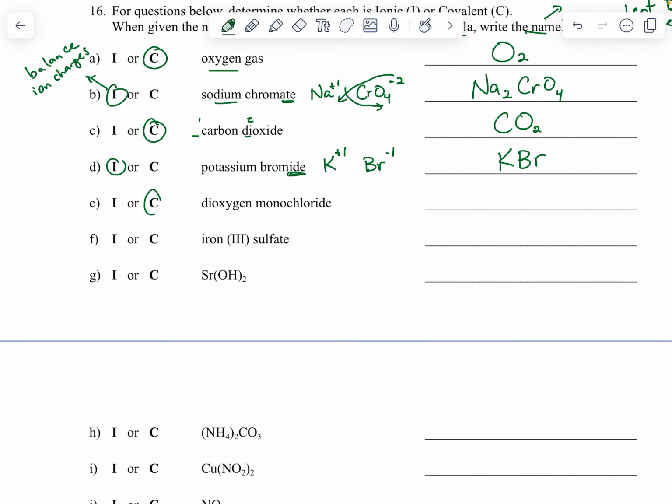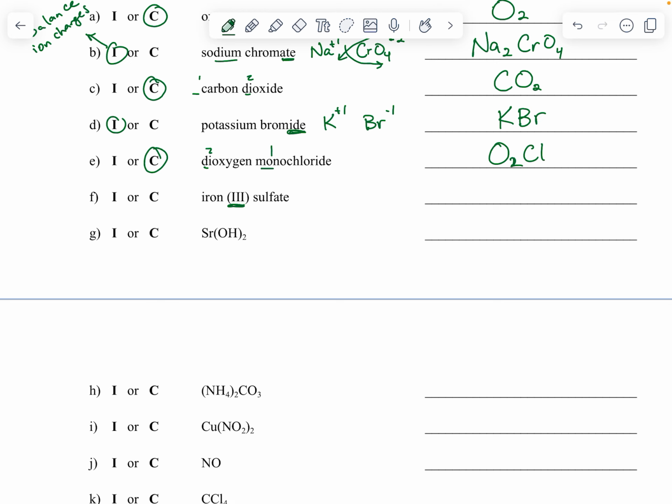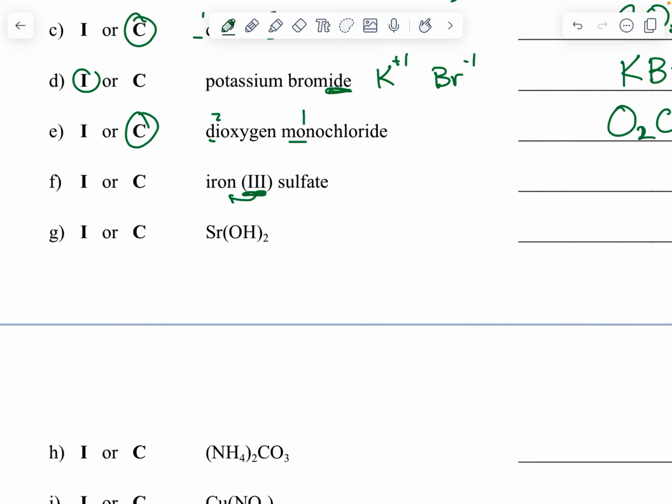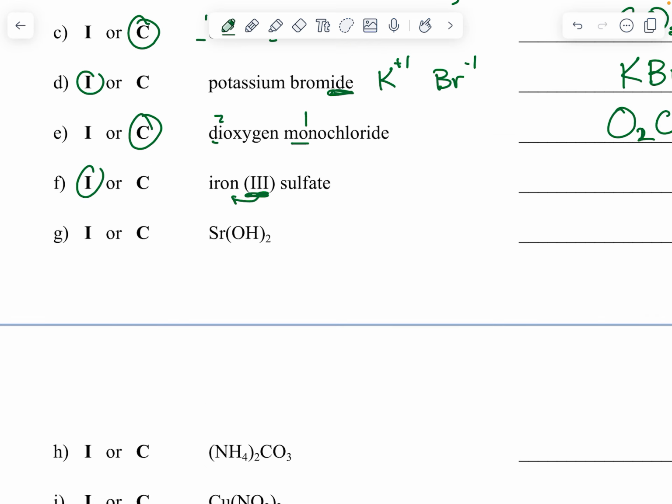Dioxygen monochloride, again, prefixes and the fact that they're both nonmetals. 2, 1, 2 oxygen and 1 chlorine. Iron 3, remember, our transition metals, like iron, they have to pick a charge, and this is a metal, so this is ionic. And we say, all right, this is iron with a positive 3 charge.